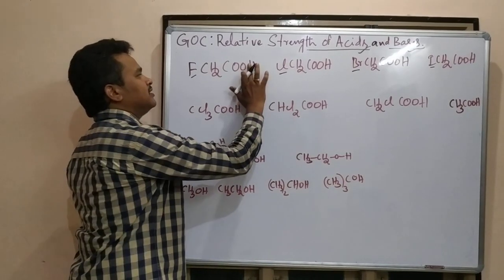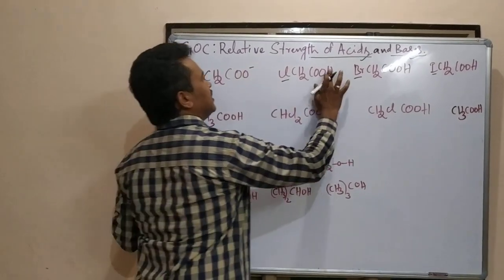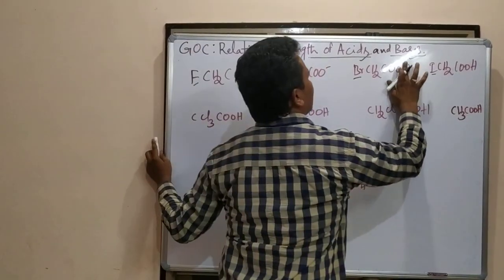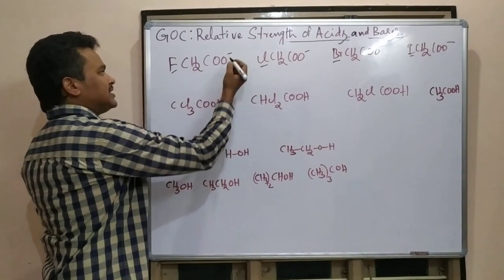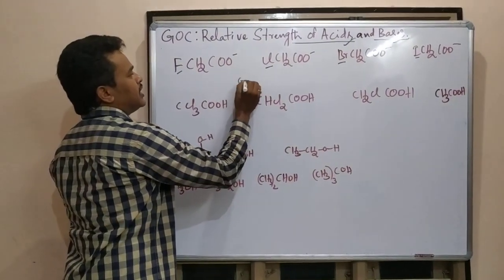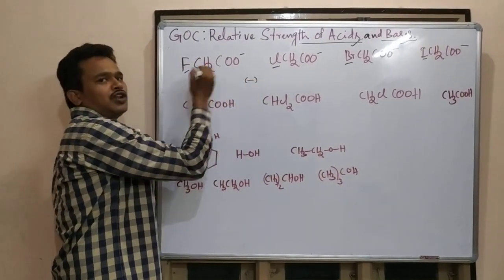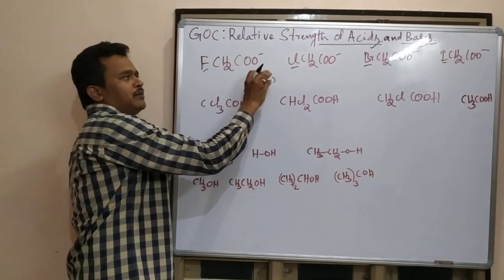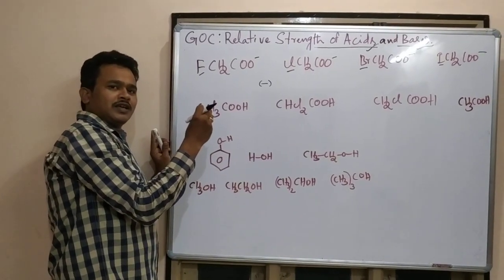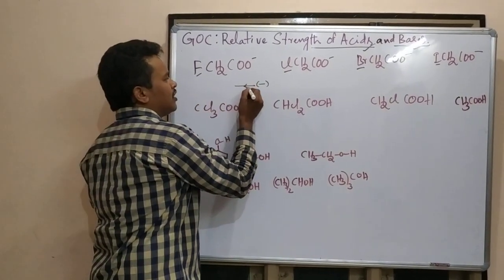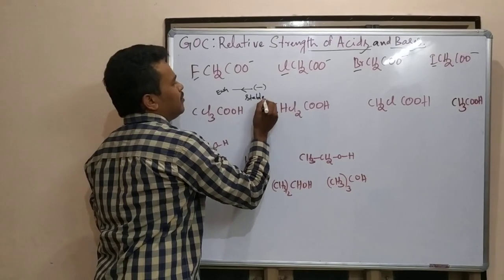What am I going to do with this acid? I decided to donate H plus. Here minus, here also a carboxylate ion, here also a carboxylate ion. So this negative part has to be stable. Who can stabilize that one? An electron donating group or a withdrawing group. If an electron donating group is there, the negative will become more negative, unstable. If an electron withdrawing group is there, then only it will be more stable.